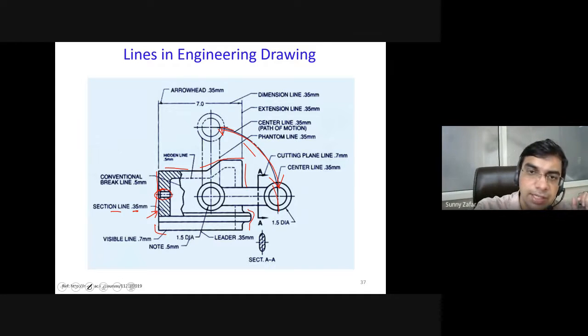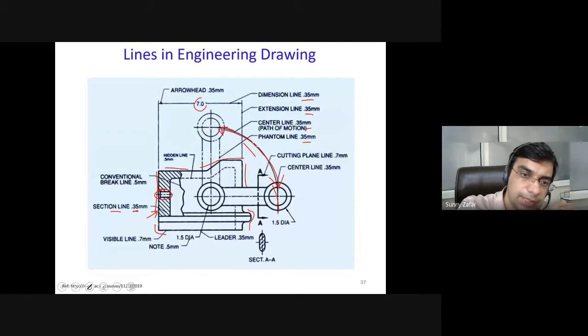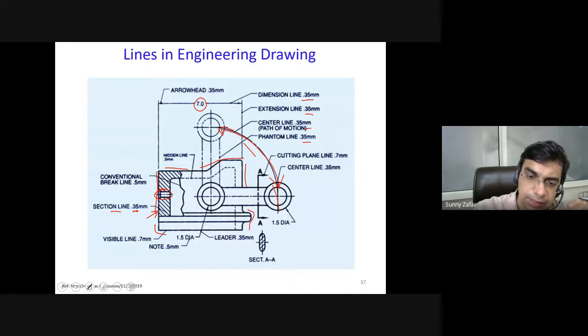Then the dimension line, again, these are the thin lines. So the thickness is mentioned here. So this basically shows the dimension of this part. Similarly, the section lines, they show the cross section of this part using this cutting plane line. This is the hatching line, which shows the section, what is the section of this lever. So this section looks like an ellipse.